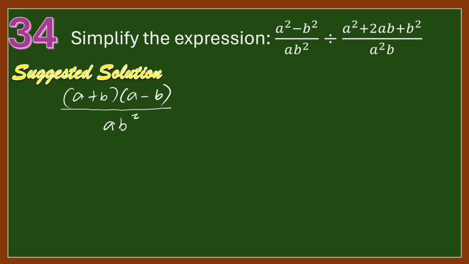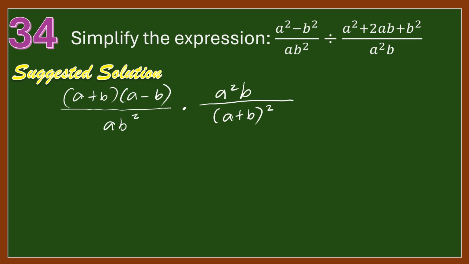Dividing fractions means multiplying the dividend by the reciprocal of the divisor. Hence, this is multiplied by a squared b all over a squared plus 2ab plus b squared, which is a perfect square trinomial whose factors are a plus b times a plus b, or a plus b squared.